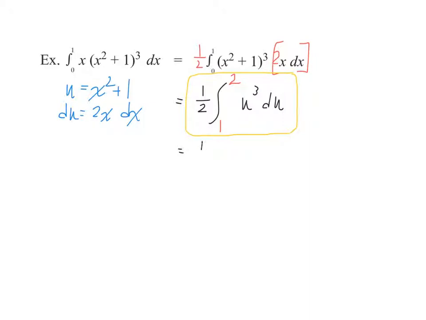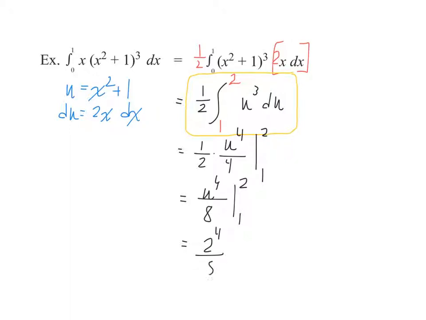I'm going to integrate, so add 1 to the exponent and divide. Remember though, this isn't a plus c, it's from 1 to 2. So this would be u to the 4th over 8 from 1 to 2. Now just substitute the numbers in. I'm allowed to do this just because these are both u's. 2 to the 4th over 8 minus 1 to the 4th over 8, which is 15/8.